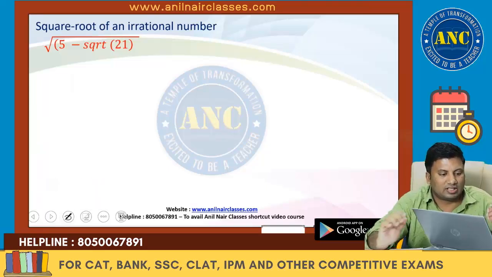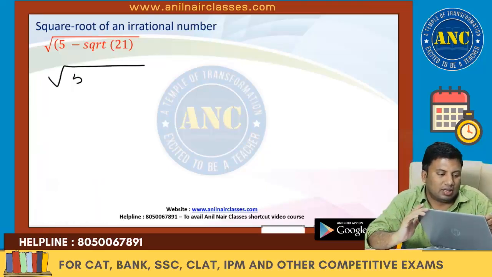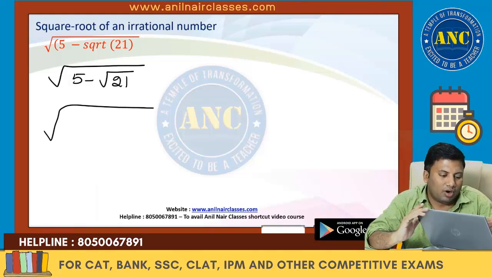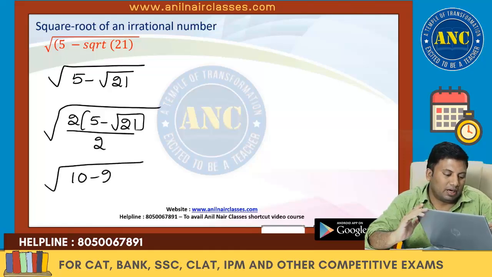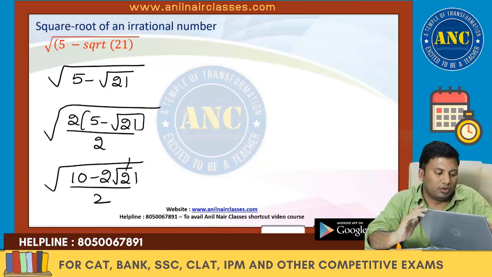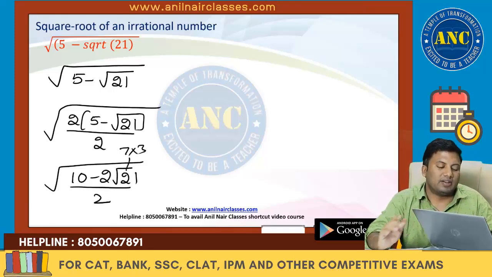Now 2 is not there. So this is 5 minus root of 21. I want 2ab, so multiply with 2 and divide by 2. 2 into 5 minus root 21, divided by 2. This is 10 minus 2 root 21 divided by 2. 10 is root 7 into 3.